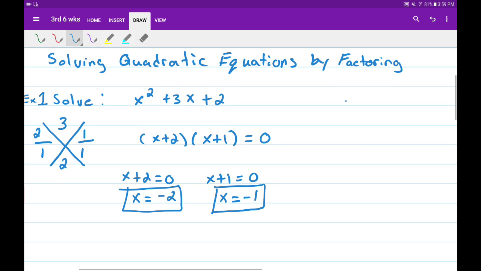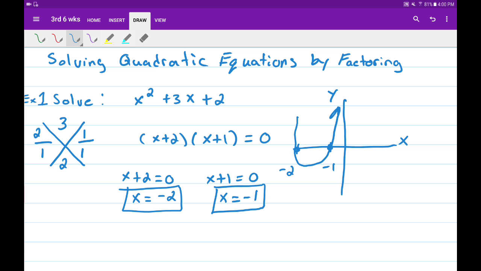So just a little bit of visual of what's happening. X-axis, y-axis. So these solved x values are the roots, or the zeros. So we have 1 here at negative 1, and then say we have 1 over here at negative 2. So our parabola is going to do something like this. And where it intersects the x-axis, those are the solutions, or the zeros, or the roots, or whatever you want to call them. And that's what it is. That's how you solve using factoring.